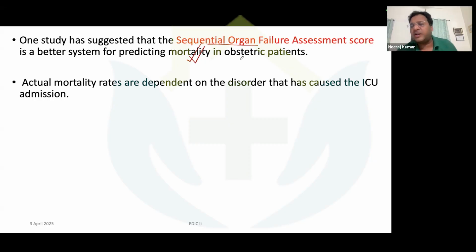Maybe you'll get an indirect question or some fact-based questions in which it may be written somewhere. Now, the second part is that the actual mortality rate mainly depends on the disorders that caused that patient's ICU admission. It is not that mortality depends directly on some other factors. It is basically dependent on the disorders. There are various disorders which we will learn.